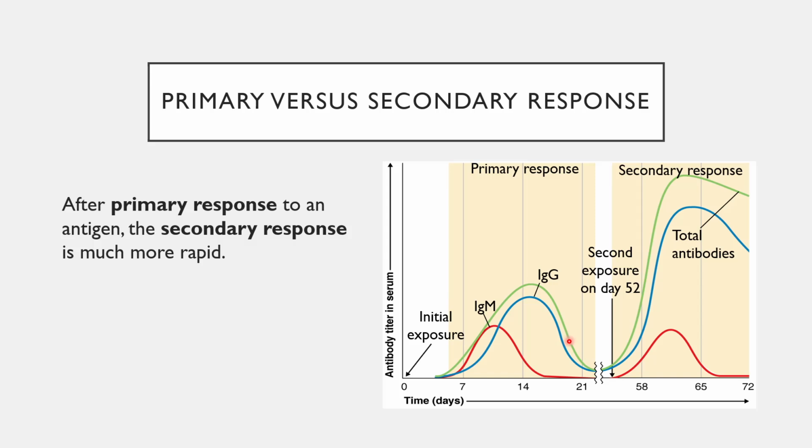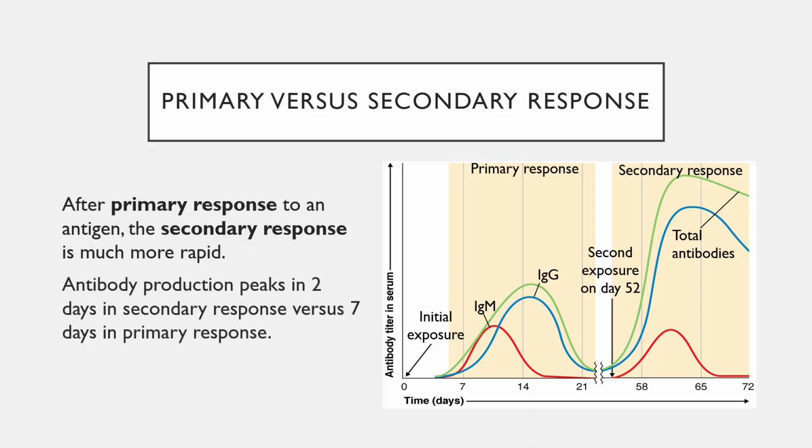They already have a memory of it. Antibody production upon secondary response peaks in 2 days, as opposed to 7 days for a primary response. So as you can see, it's so much faster. It takes half the time for antibody production to peak and that immune response to mount if you already have been exposed to a pathogen and have immunological memory of it.